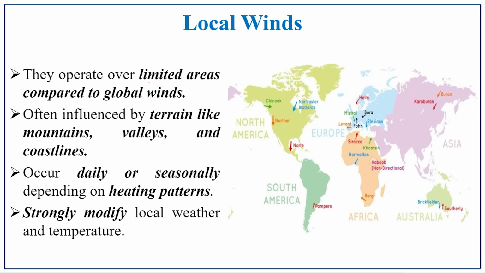Local winds also operate in a limited area compared to the global winds. This local wind is confined to a limited region, it is not globally distributed, it is confined to a small area, a local area. It is often influenced by terrains like mountains, valleys, coastlines and other water bodies located in that particular region. It occurs daily or seasonally depending upon the heating pattern. How far the heating is there determines whether it is a cold wind or a hot wind. It strongly modifies the local weather. The local weather and local temperature are modified by these local winds.